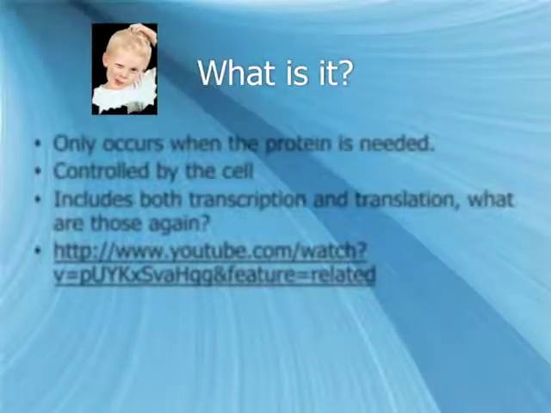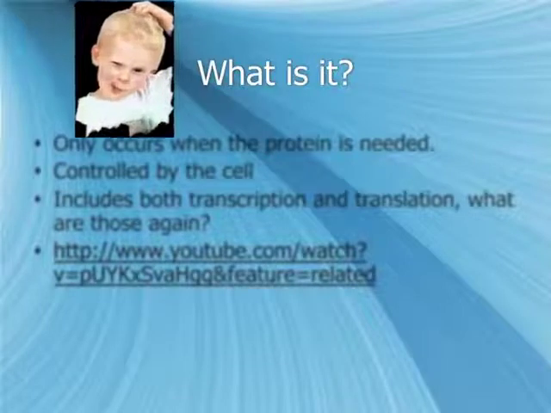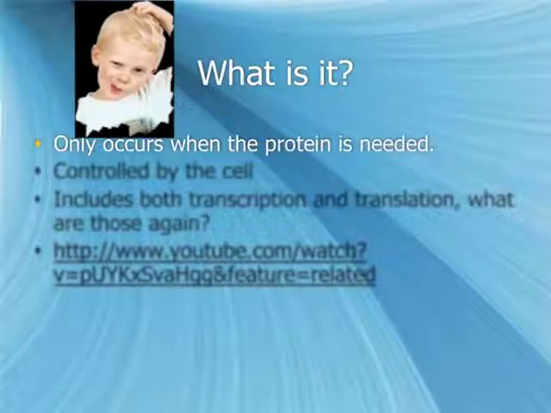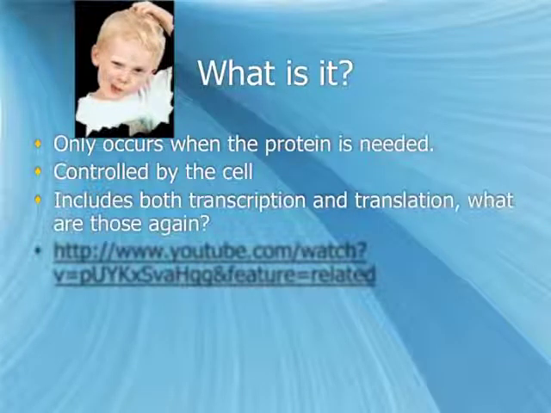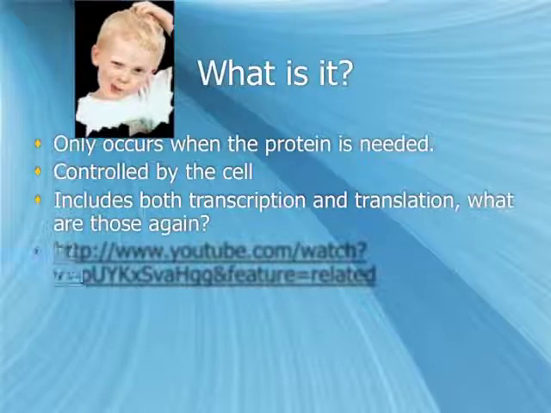So what actually is gene expression? It's basically the turning on of a gene and making a protein. And it only occurs when the protein is actually needed in your body, because if it's made all the time, then you're making too many proteins and wasting energy. And which ones are actually made is controlled by the cell, and it includes both transcription and translation, which, if you remember, transcription is the making of RNA from DNA, and translation is the RNA to a protein.